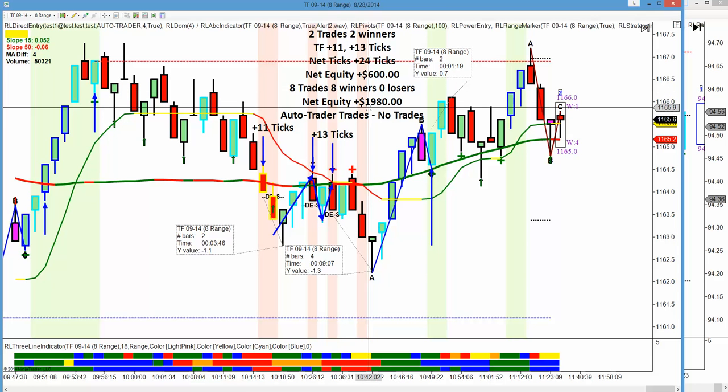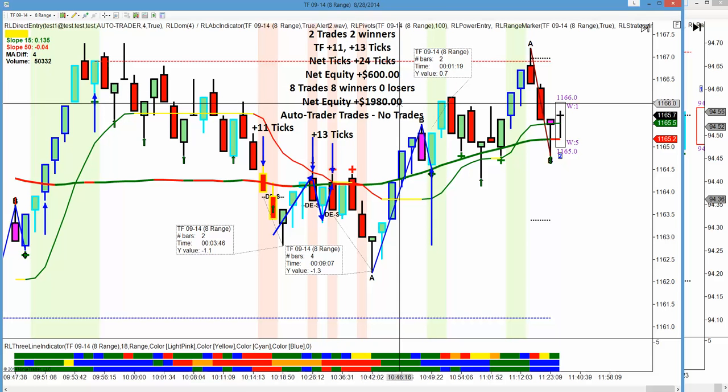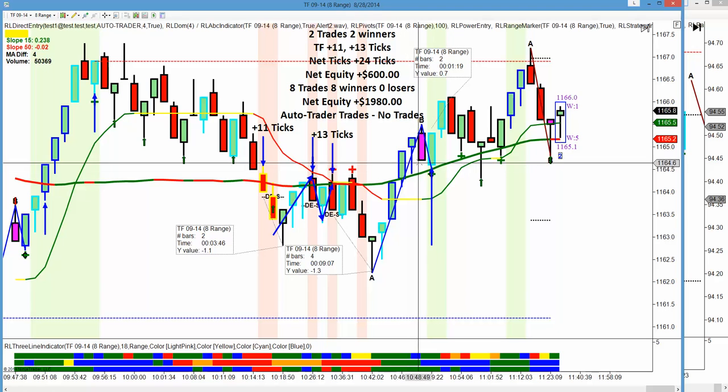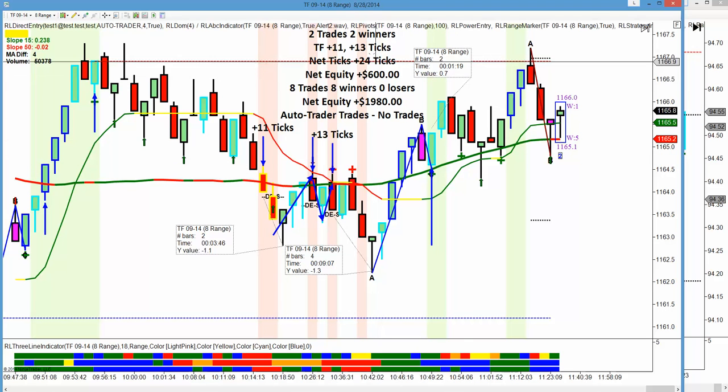Net equity is $1,980 for this week in 4 trading days. The Auto Trader today had no trades so far. Yesterday, it had a nice $300 2-target winner, and it's still trading away. So we're done for the day, and we left a lot of winners on the table, and that was simply because we had our 2 second target winners, and we weren't going to risk any more of our capital.